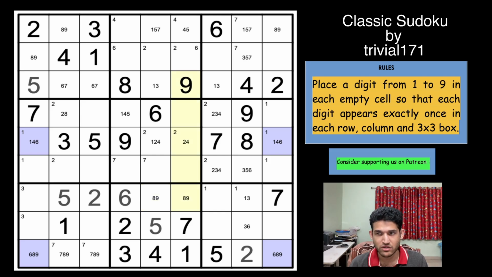And that is instantly resolved. That's 8, that's 9. And now the 8 in column 5 gets forced here, which means that the 7 is pushed here. That's beautiful.